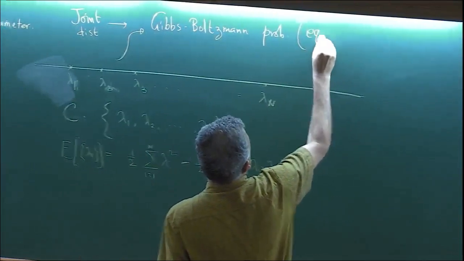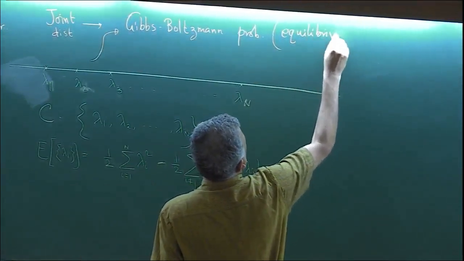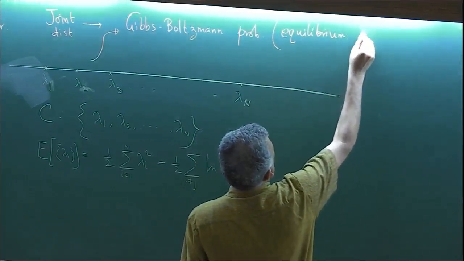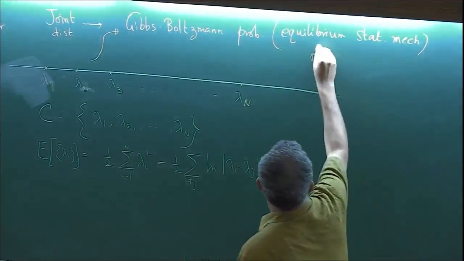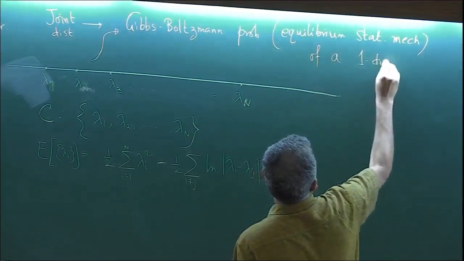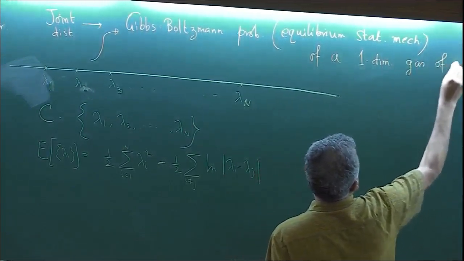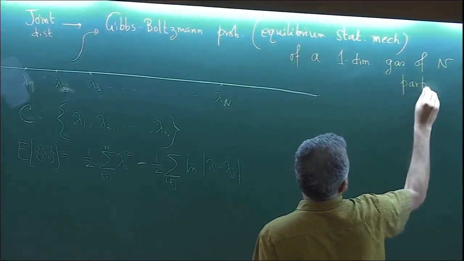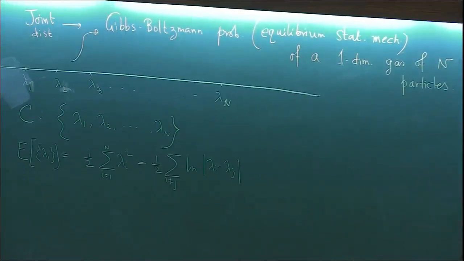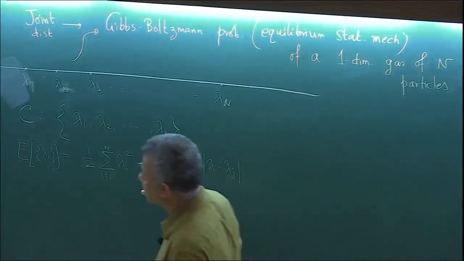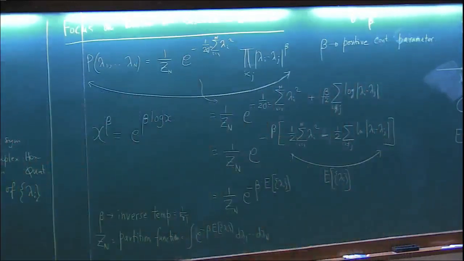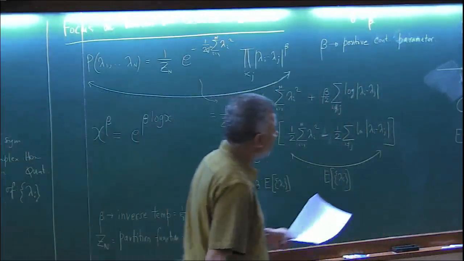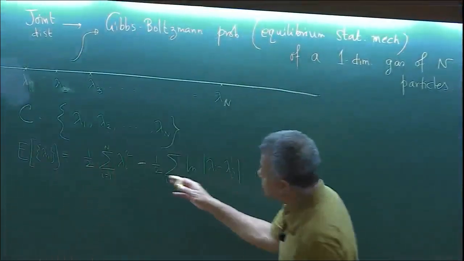So this is the equilibrium statistical mechanics with a temperature, inverse temperature beta, of a one-dimensional gas of n particles. Okay. So there is some energy. You give me each configuration of the particles, there is an energy associated with that configuration. And then you just say that the probability of such a configuration is just exponential minus beta E of lambda i, right? So what does this energy represent? There are two terms in this energy.